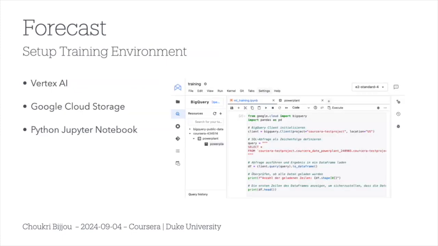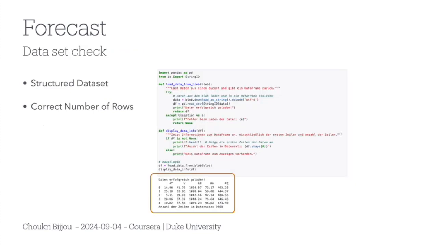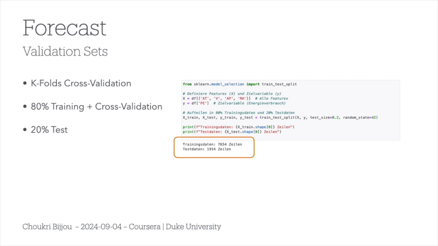For training the model, I use Vertex AI, Google Cloud's managed machine learning platform. After setting up the notebook environment, I upload the dataset in CSV format to Google Cloud Storage. Using the Python Jupyter notebook in Vertex AI Workbench, I first check whether the data is correctly stored in the project. Next, I load the data from BigQuery to use it for modeling. As you can see, the code output shows the correct number of rows and data structure. Now I split my data for the validation set.